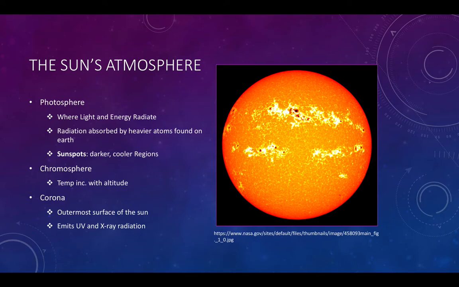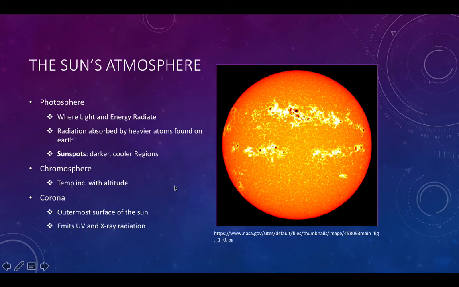The sun's atmosphere starts with a photosphere, and that's where light and energy begin to radiate. The radiation here is absorbed by heavier atoms also found on Earth, which means that the sun isn't just made of hydrogen and helium atoms. There's actually normal material with mass inside the sun, not just hydrogen and helium. Right here you can see the sunspots, and these are darker regions, and they're not darker because they lack light. They're darker because they're colder. They're cooler than their surrounding areas. So you can see where the sunspots essentially lay.